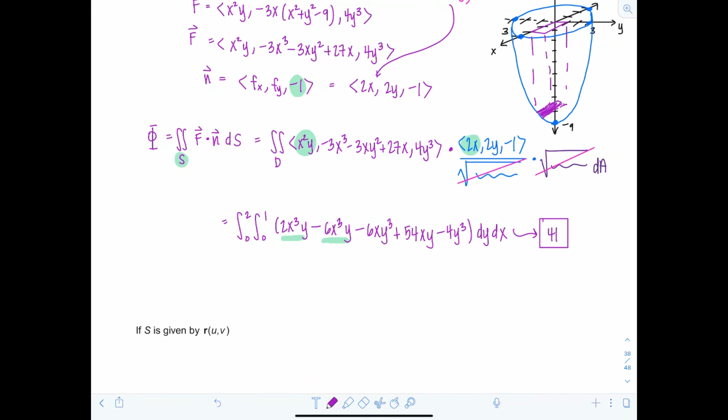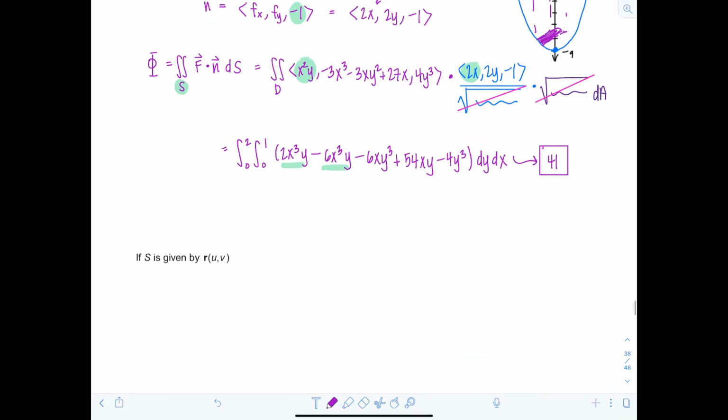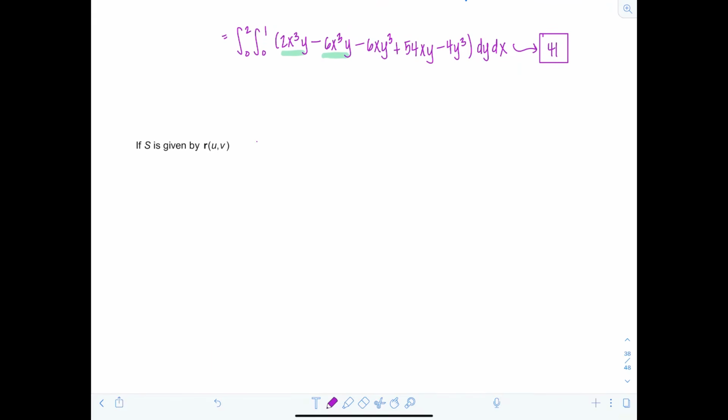Now, I'm sure you're wondering, what would we do if our surface is defined parametrically? Same basic idea. Remember, our normal vector to our surface was found by taking the partial derivative with respect to u, crossing it with the partial derivative with respect to v, and we want a unit normal. So n would be that cross product divided by the magnitude.